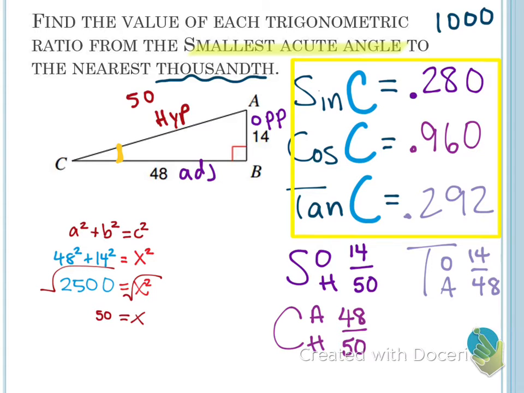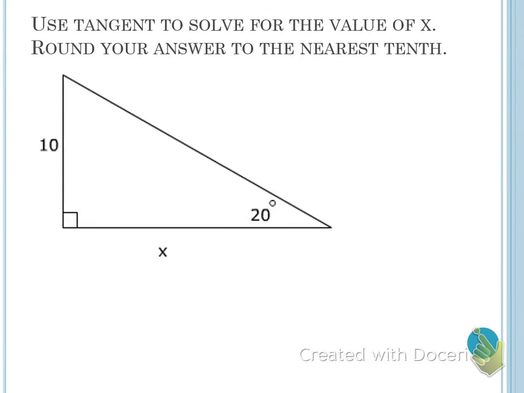Sine of C equals 0.28. Cosine of C equals 0.96. Tangent of C equals 0.292. Questions on a problem like this? Okay, beautiful.